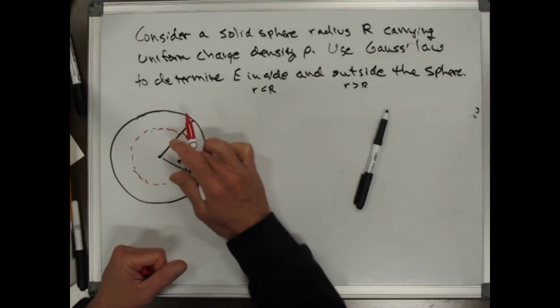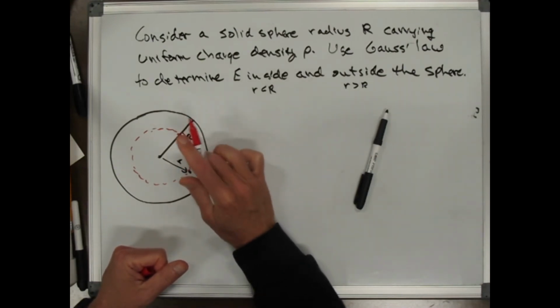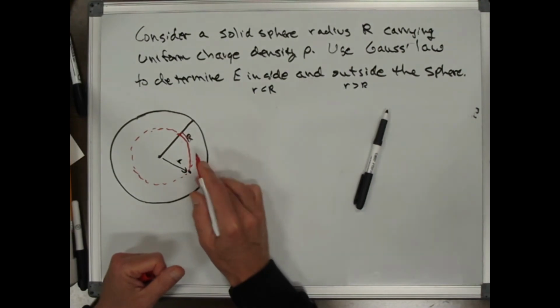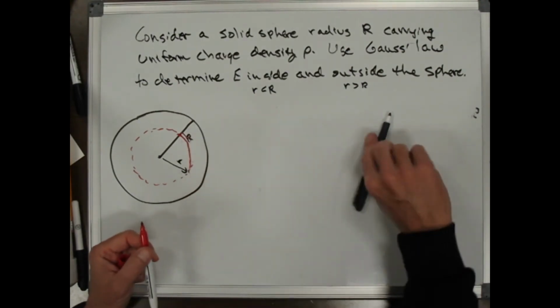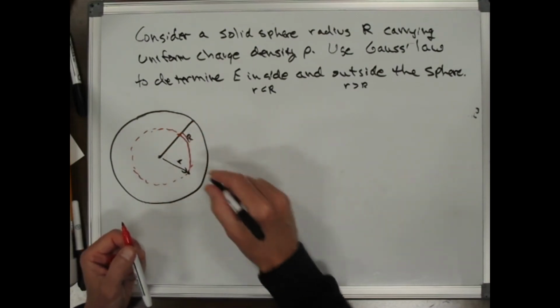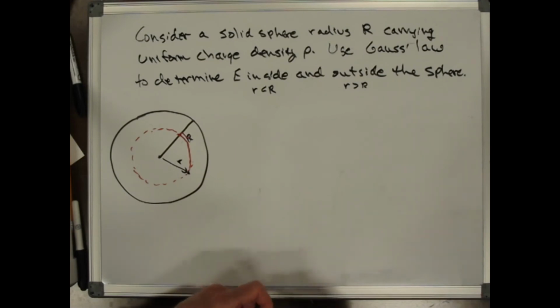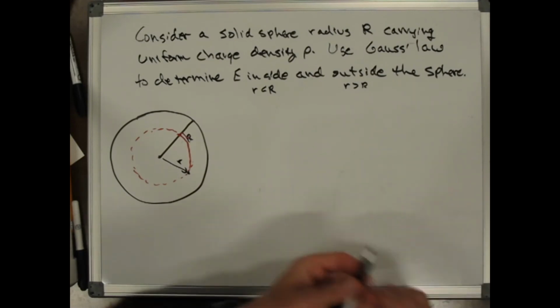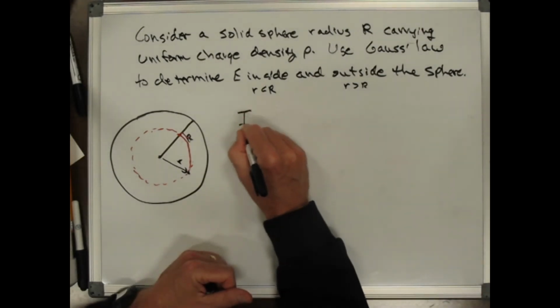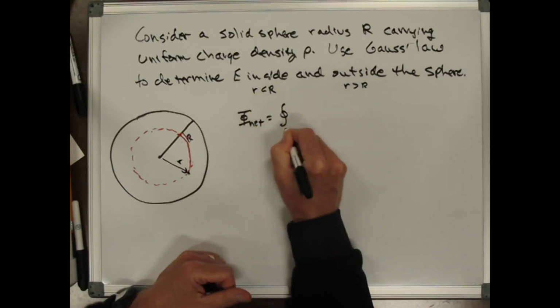Wow, that was bad. All right, anyway, hopefully you get the idea. It goes through this point. Maybe I'll move the point a little bit so it looks like it's more on my little red circle. So I have a Gaussian surface inside, and once again I get the net flux is equal to the integral over the closed surface.